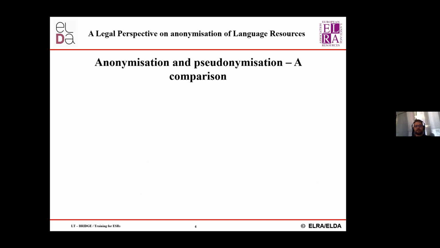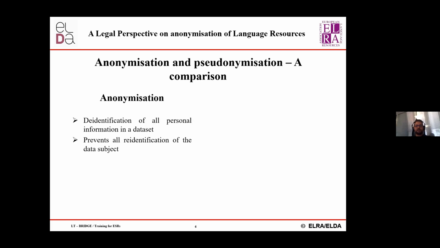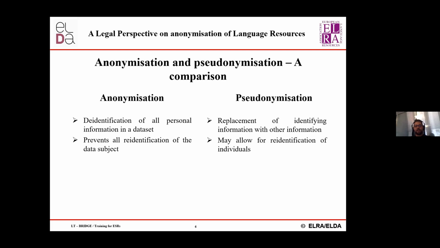As has been touched on also, I wanted to provide a quick comparison between anonymization and pseudonymization, because these are two similar concepts in the light of GDPR data protection. Anonymization is a de-identification of all personal information in a dataset and prevents all re-identification of the data subject, whereas pseudonymization is a replacement of identifying information with other information, and it may allow for re-identification of individuals later on.